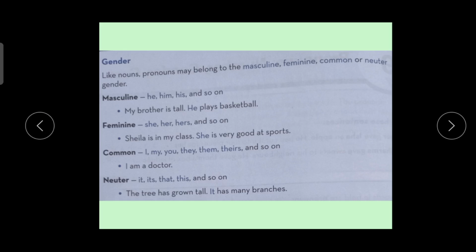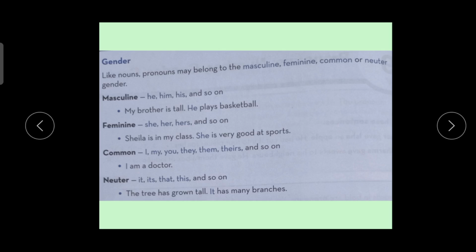Like nouns, pronouns may belong to the masculine, feminine, common, or neuter gender. Here, dear students, it's been said that similarly, like nouns, pronouns can also be divided into different genders like masculine gender, feminine gender, common gender, and neuter gender. Now we'll discuss the pronouns which fall into these categories.